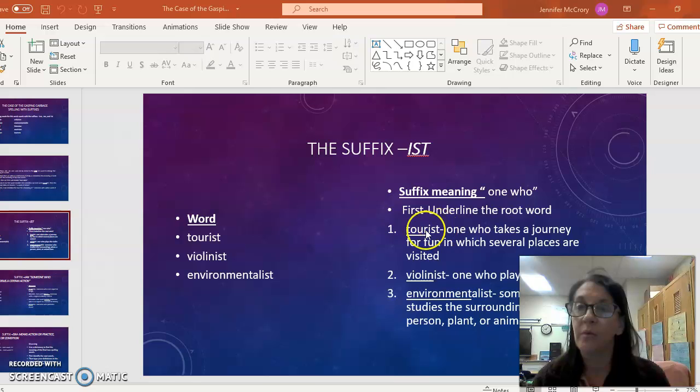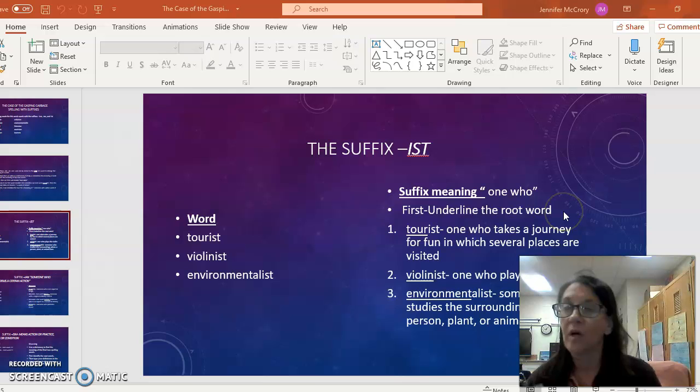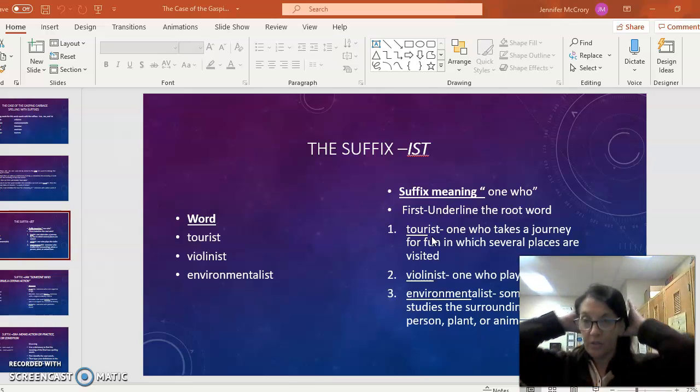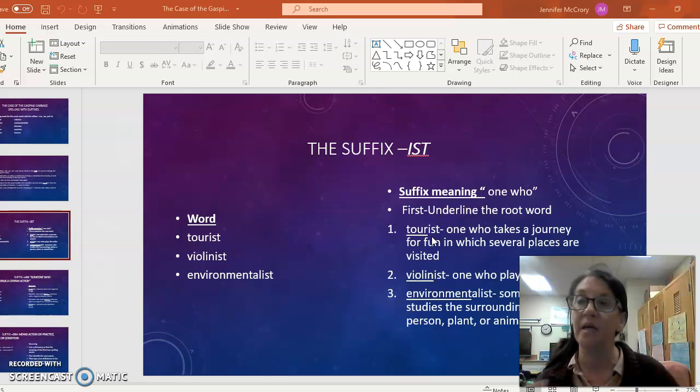And remember, the first thing that we always do is underline our root word, because we are looking for a word or a piece that we are familiar with. So I have tourist. I underline my root word, tour, something that you take, something that you visit. We're used to going on a field trip and maybe taking a tour of the McWane Center, or maybe you have been on a field trip to a museum, the Natural History Museum, maybe something like that.